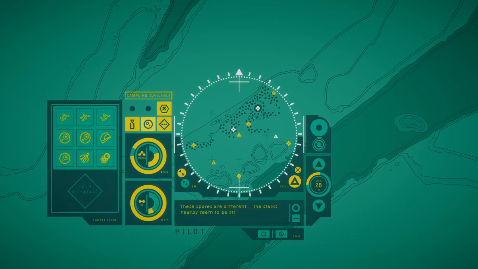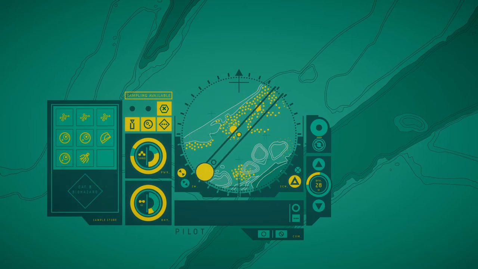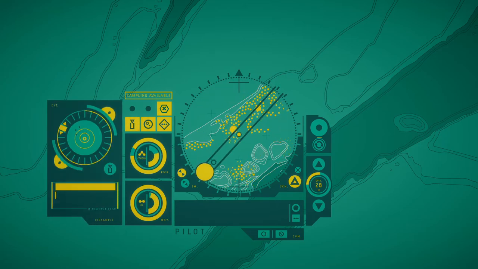These spores are different. The stalks nearby seem to be stimulated by them. Could these spores be used to make stalks extend to bring them out of hiding? We should test them out on a retracted colony. It doesn't work like that.